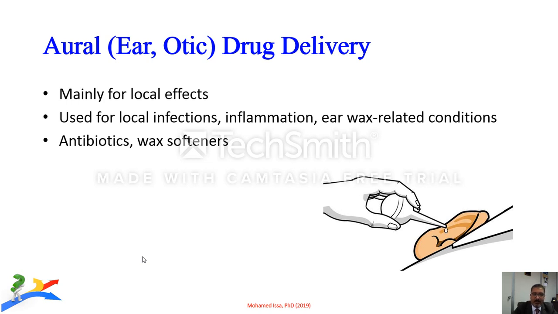The last example is the otic, or ear, direct delivery. And of course, as you know, we mainly target local effects following otic administration, mainly antiseptic drugs and local antibiotics. Sometimes we use solvents to dissolve excessive wax. For some people who are suffering from excessive ear wax, where a lot of ear wax is produced, we can use wax softeners, mainly in the form of drops.